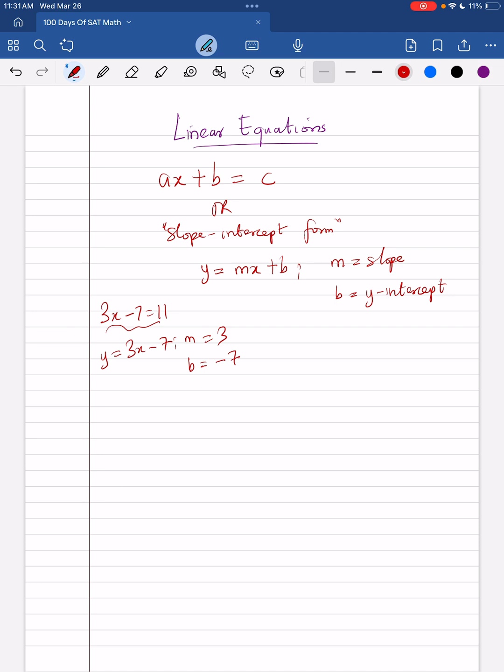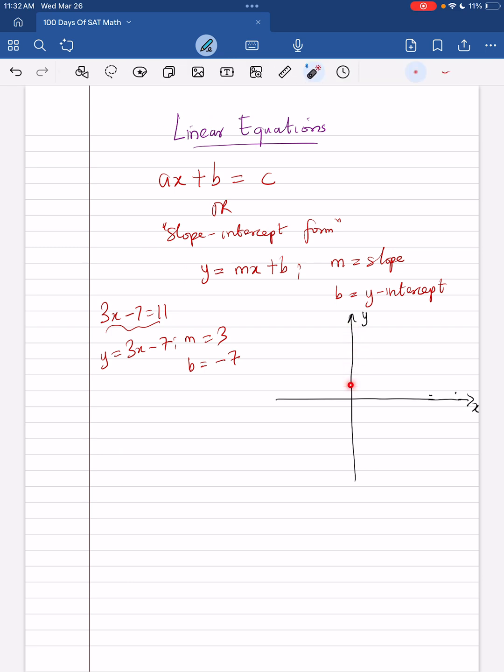What does this mean on a graph? Remember, a linear equation is an equation that is represented by a straight line. So how do we draw this on a graph? So let's have a graph here where you have the horizontal axis representing x values, while the vertical axis representing y values. Now, at this end, you have the positive y values, you have positive x values here, you have negative y values here, you have negative x values here.